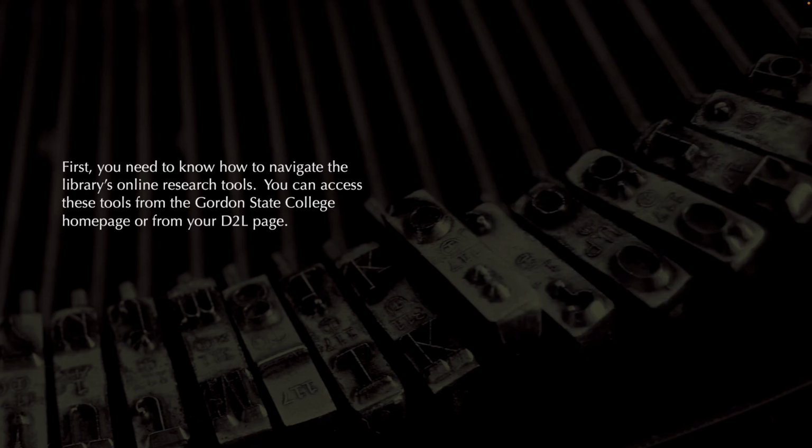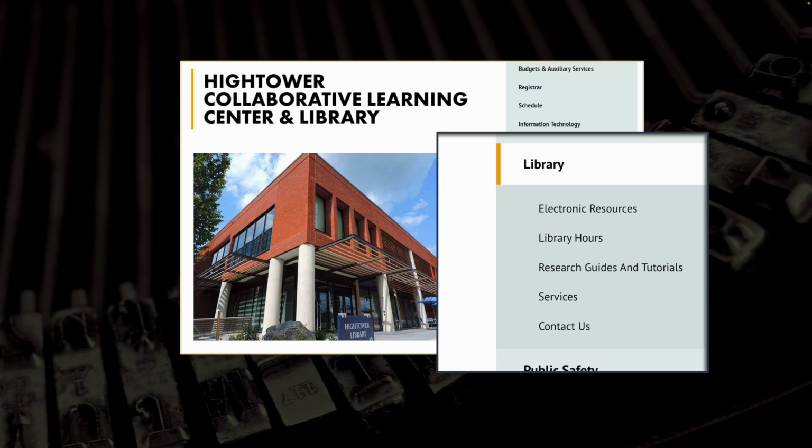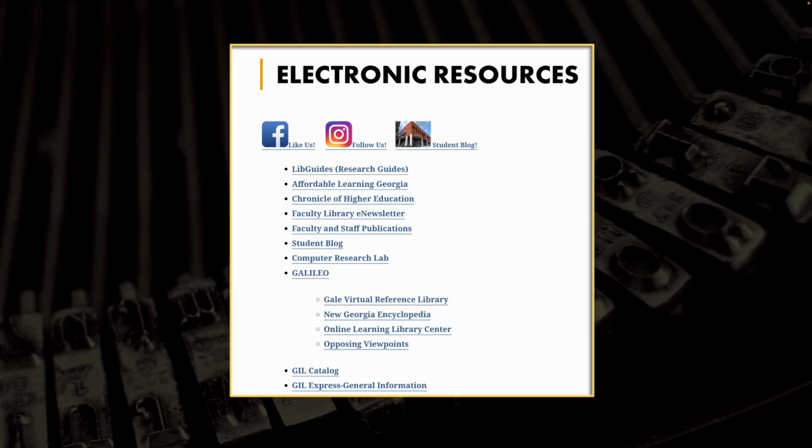But like I said, I'm going to take the long way and click on that library link from the Gordon State College homepage, which directs you here. And you can see underneath the library, there's 5, 6 different links there, library hours, services, some contact information, but we're going to look at electronic resources. That's what you would want to click. And when you do that, you will see this screen.